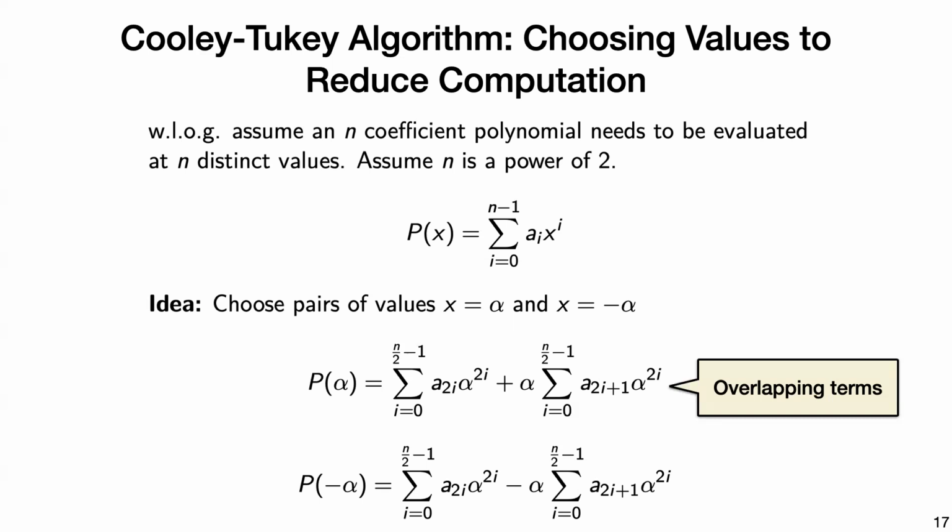So these are two overlapping terms. If you computed this half and this half for p of alpha, you would need to do no more work to compute p of negative alpha, because you have this whole thing, you have this whole thing, and you just subtract this rather than add it in. And you can do that for all the points. Here we just did it for 2, but we actually need to do it for n points. So you choose n over 2 distinct alphas, and they would all correspond to n over 2 distinct negative alphas. And to evaluate n points, you would actually only need to do the work of n over 2 points.